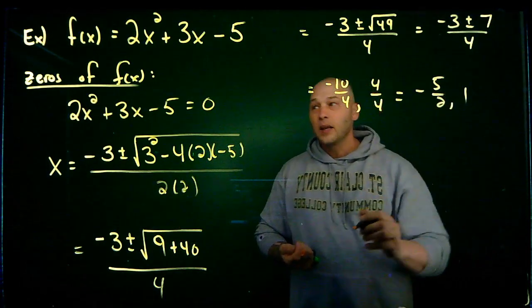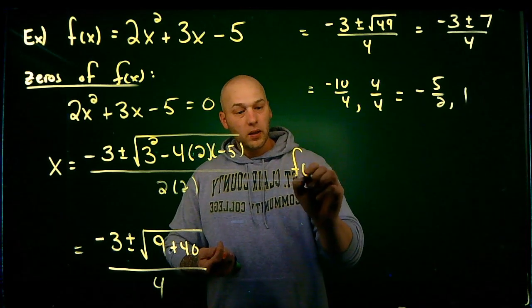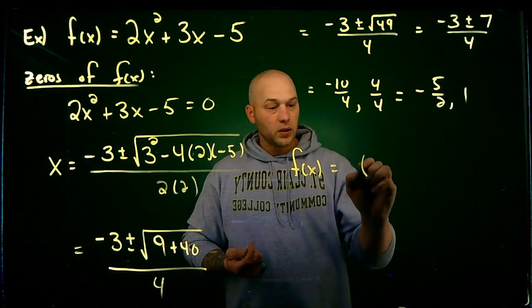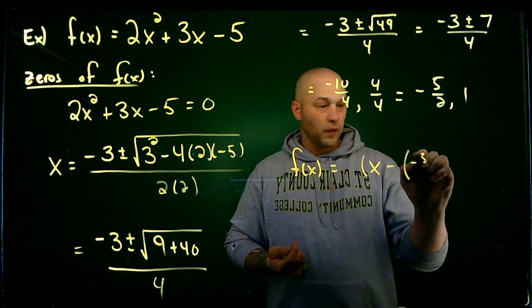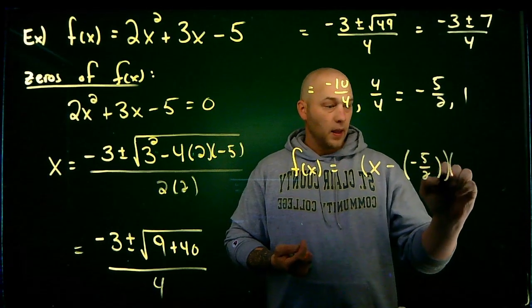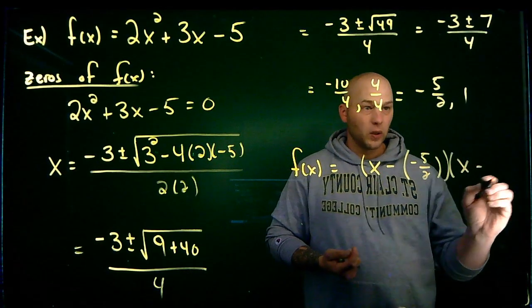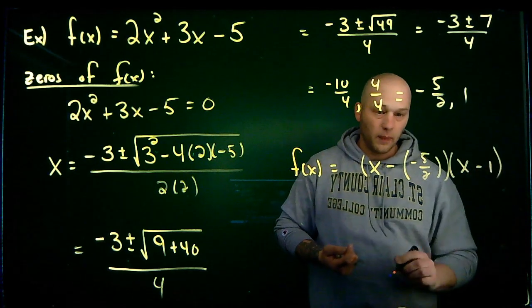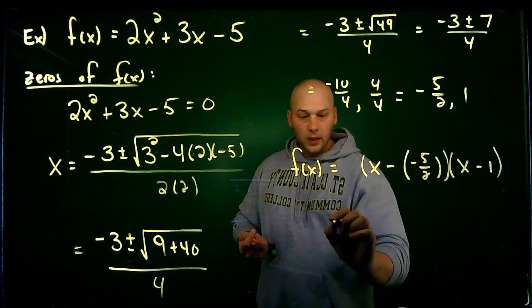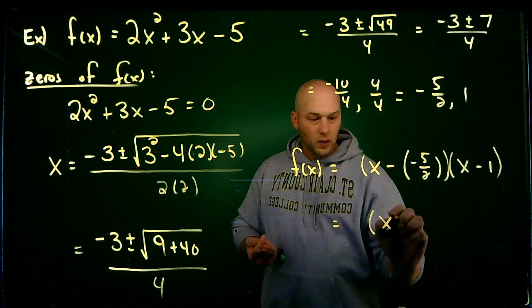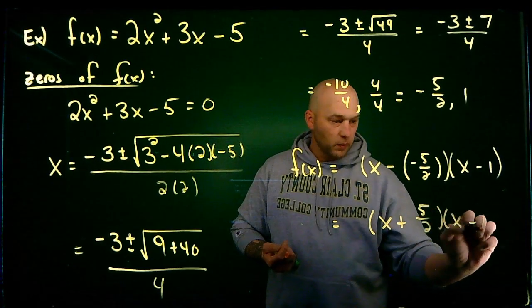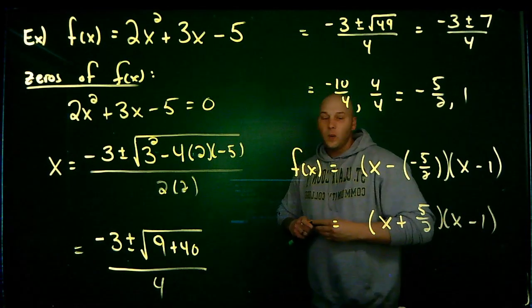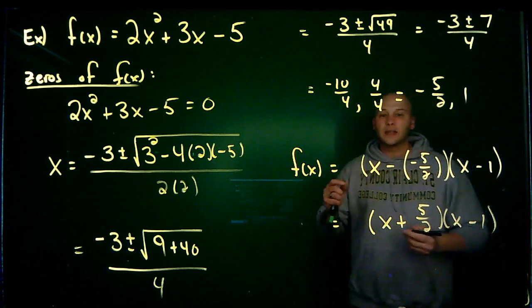Whatever I get, the function is going to then be, remember it was x minus the first 0, so negative 5 over 2, x minus the second 0, which is 1. Right? And then, of course, we can clean this up, so I get x plus 5 halves times x minus 1.